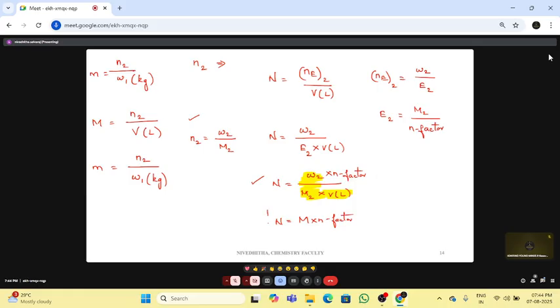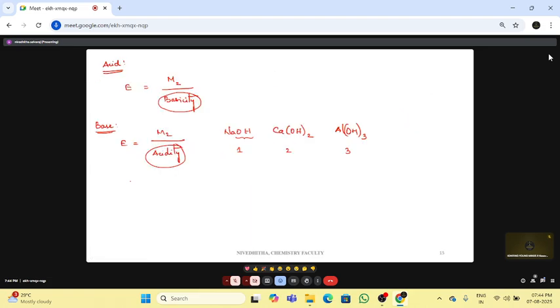That's it. This is the relationship between normality and molarity. So the important formulas are, for molarity, the formula is number of moles of solute divided by volume of the solution in liters, or instead of number of moles, I can expand number of moles as weight by molecular weight into volume of the solution in liters, and unit of molarity is mole per liter.